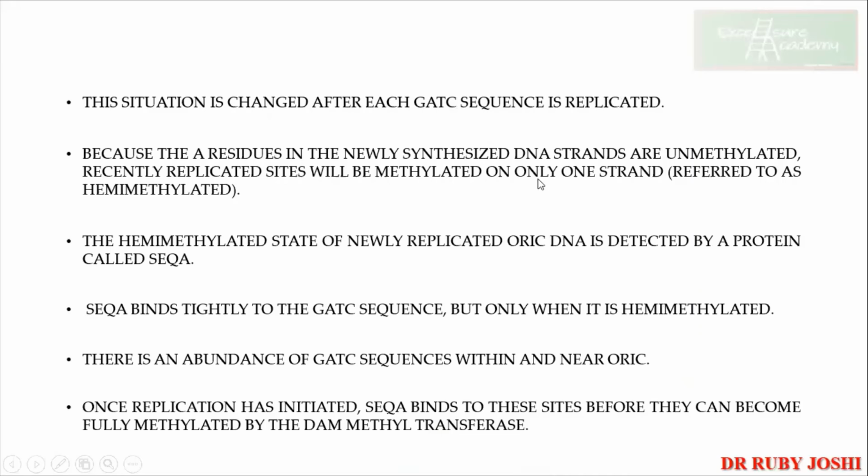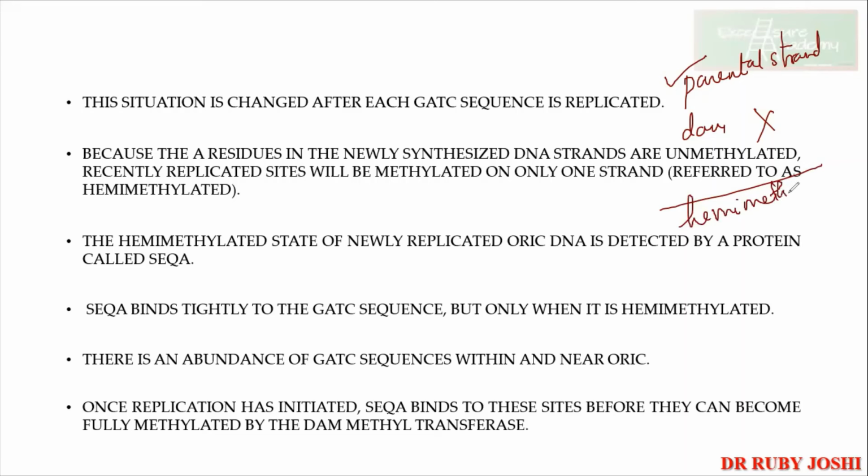Now this situation changes once each GATC sequence is replicated. What will happen? The daughter strand is not going to have the methylation, correct? Only the parental strand is going to have the methylation, and the daughter strand is not having it. That condition is known as hemimethylation.